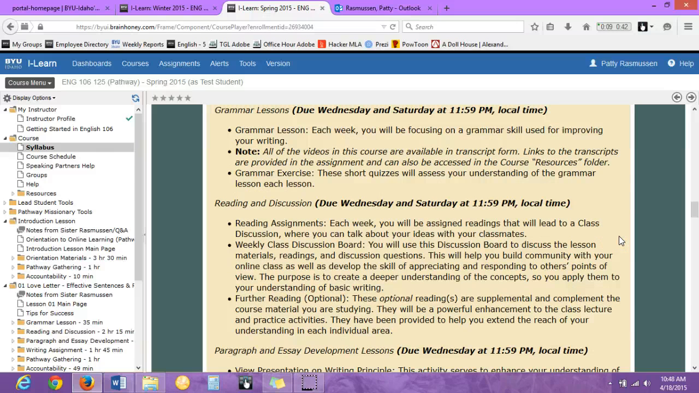Your initial post for the discussion board is due each Wednesday at midnight, and then your response posts are due on Saturday. So most of your assignments are due Saturday night, but the discussion board posts are due Wednesday. Anytime there's an assignment, you will get the day and the time that each is due. So just make sure that you are really aware of that, because you get a couple assignments that are due on Wednesday throughout the term. So you just have to be aware of that.